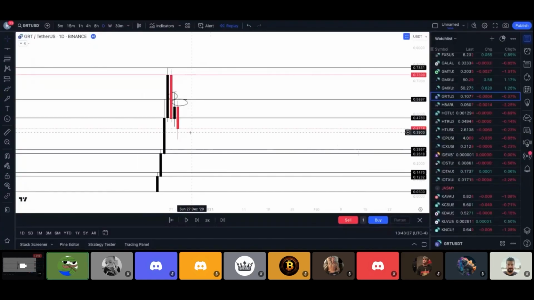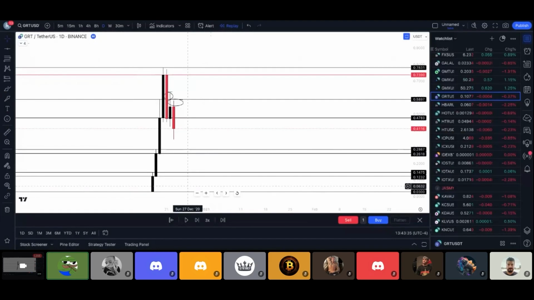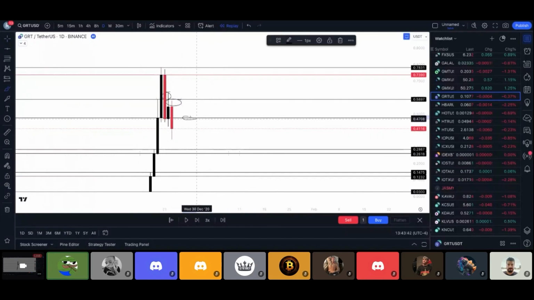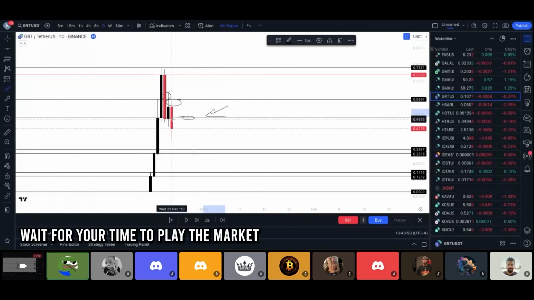Now what's going to happen here? So our big level to long is down here. But in between this level to this level, there's going to be somewhere that reacts as support in an 80% range. So we're going to have to gauge that accordingly. Because in between an 80% range, there's going to be one level that reacts, and it's your job to find that level. If you don't find that level, it's okay to not play it. You just got to wait for your time to play the market.